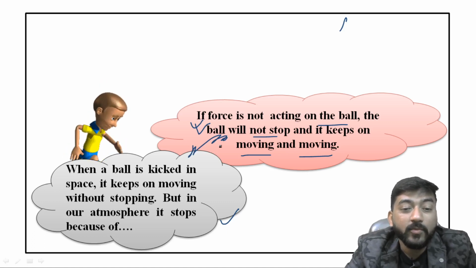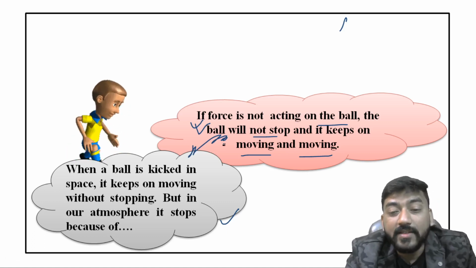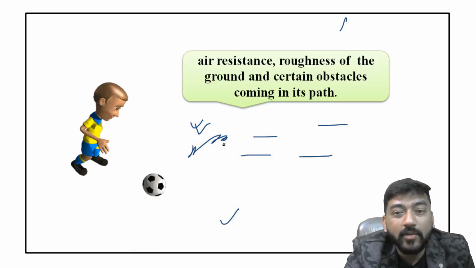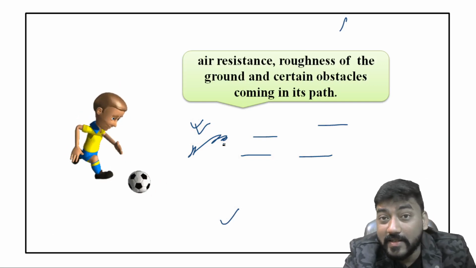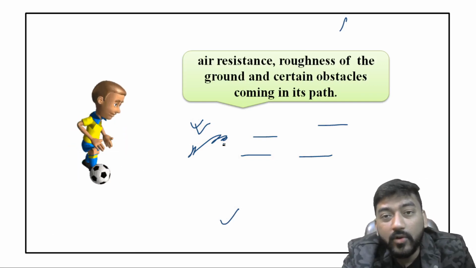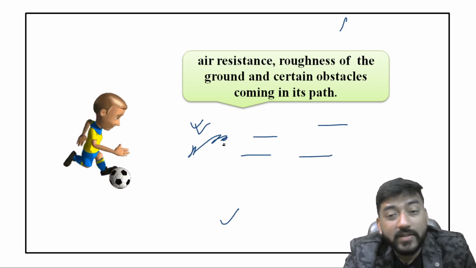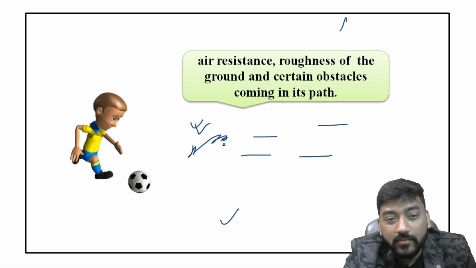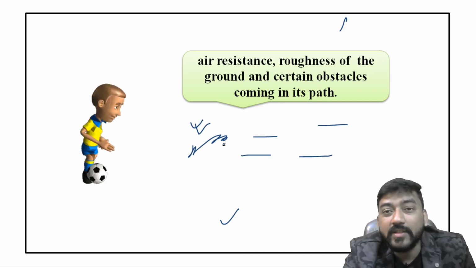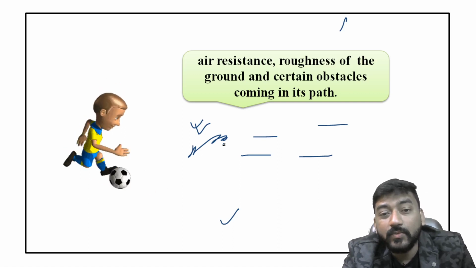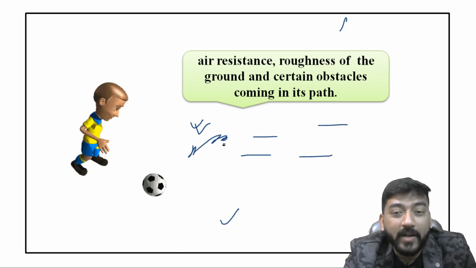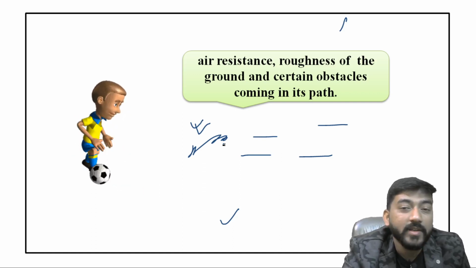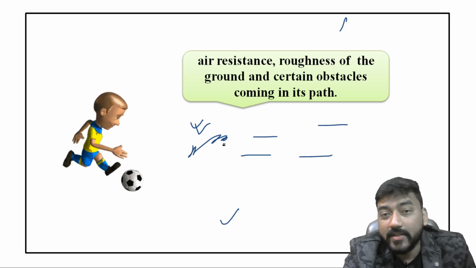But actually, in our atmosphere, it stops because of some resistance: air resistance, roughness of the ground, and certain obstacles coming in its path. So there is an external force that leads the ball to stop. If there is no external force, the ball will never stop after you kick it, because of its laziness, its inertia. It wants to persist in its state of motion. But with air resistance, roughness of the ground and obstacles, the ball has to stop due to this external force.